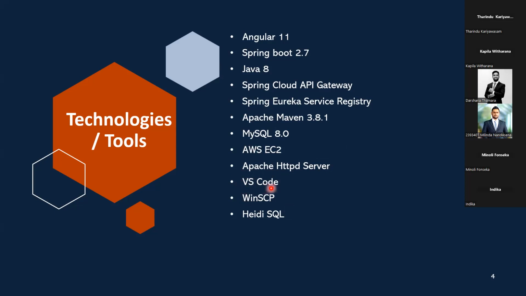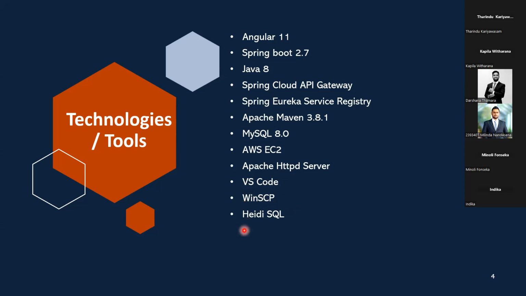So VS Code, I think maybe most of you know about VS Code. And WinSCP for file sharing purposes. Here we are going to use it to copy whatever files you have in your local machine into the virtual machine using WinSCP. These tools, WinSCP and VS Code, are freely available. You can download them from the internet.